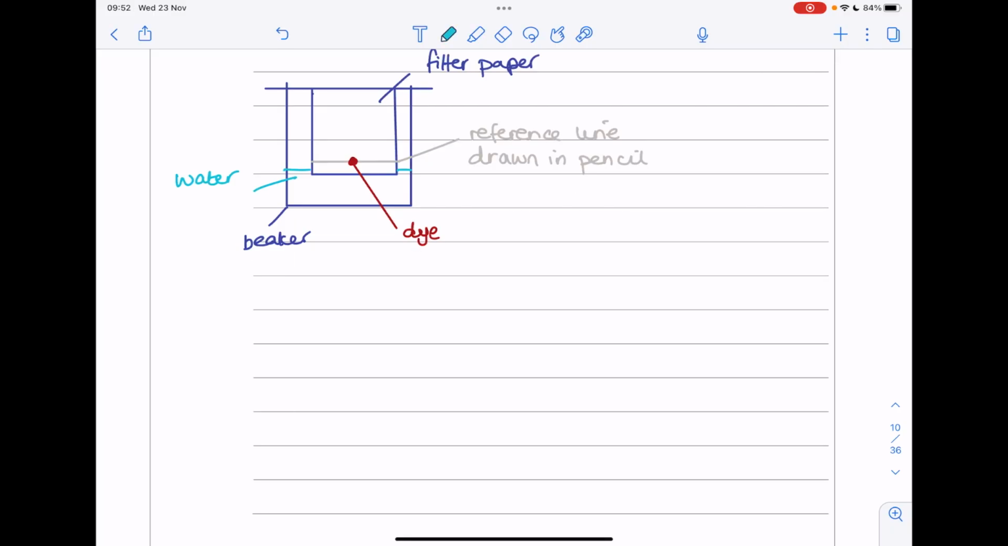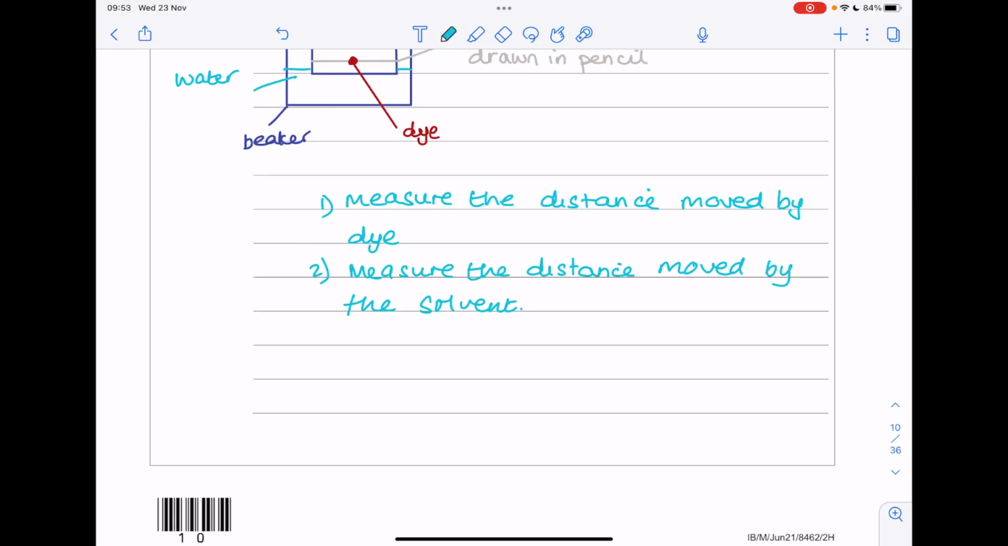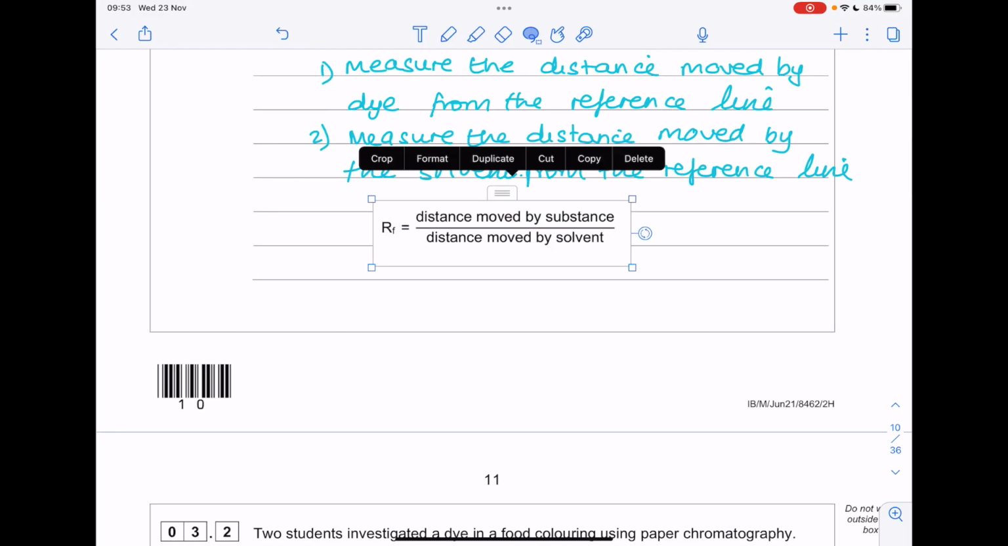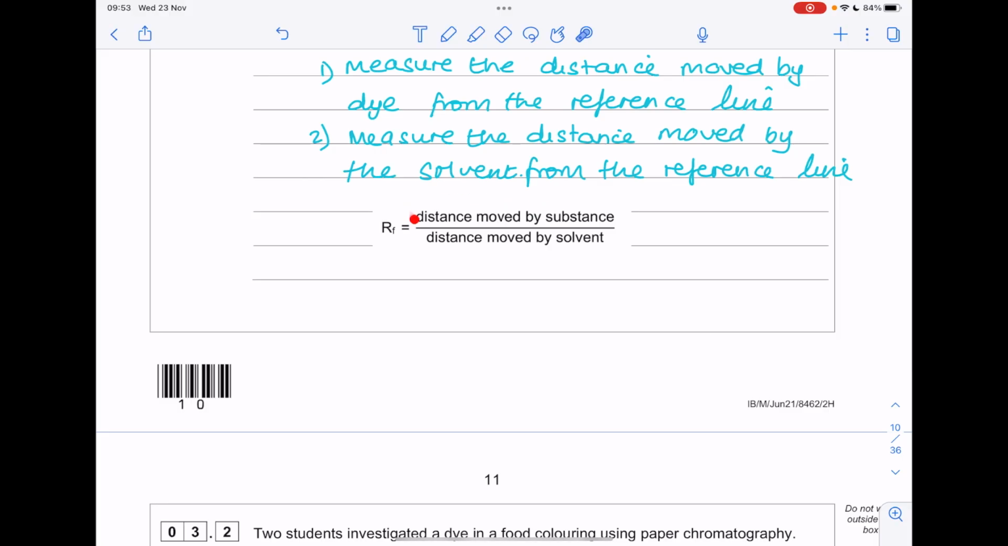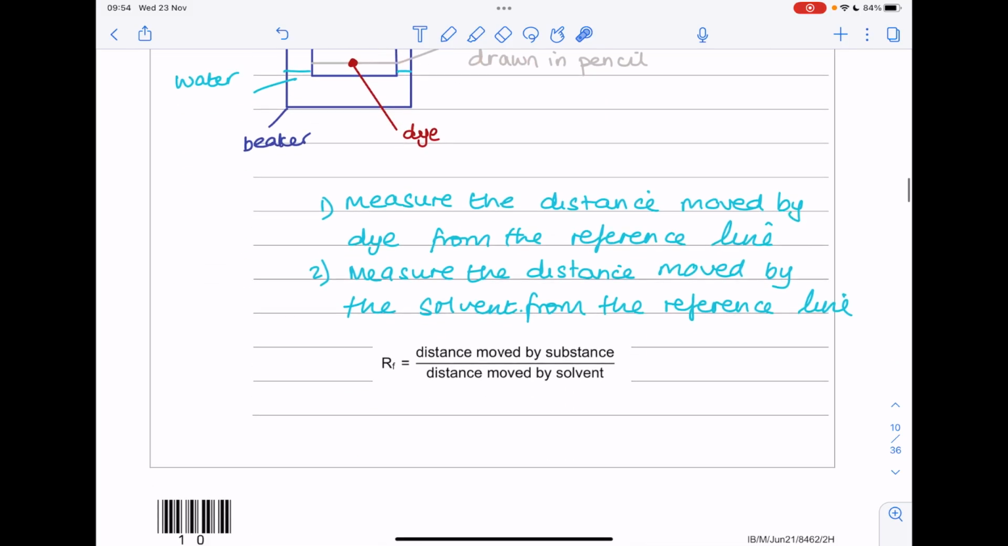So remember, in order to find the RF value, you want to measure the distance moved by the dye, and then you also want to measure the distance moved by the solvent. And both of these need to be from the reference line. And then when you substitute those into this equation, you'll be able to find the RF value. Obviously, feel free to point out a bit more of the method here, but as long as you've drawn it properly and labelled it, I can't see how they'd have any issues.